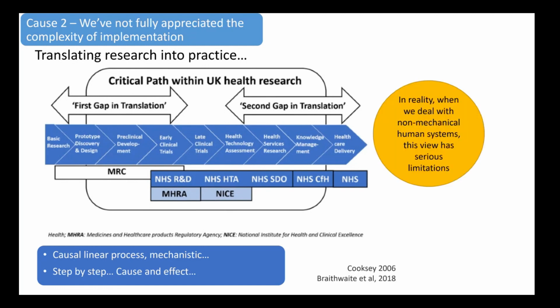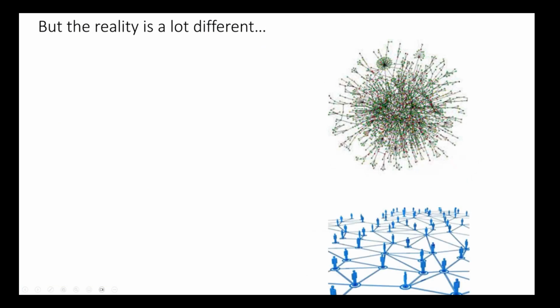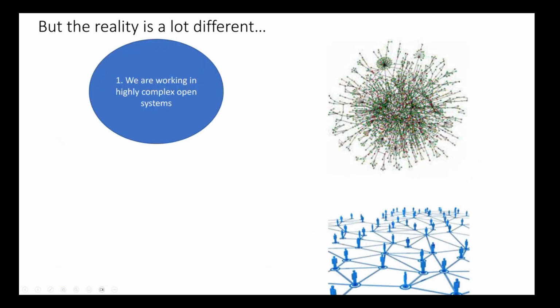We're dealing with non-mechanical human systems. We're not building cars. We're trying to deliver healthcare, or work in schools or out in the community. And so it has serious limitations. What's the reality really like? Well, we're working in highly complex open systems. Implementation science has traditionally been quite a mutt science. It's drawn from psychology, from social science, and now it's increasingly drawing from other things like complexity science, which talk a lot about this.